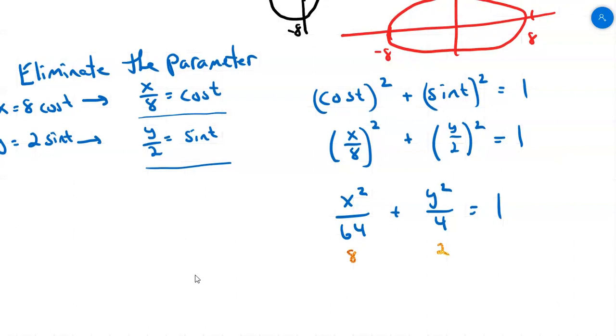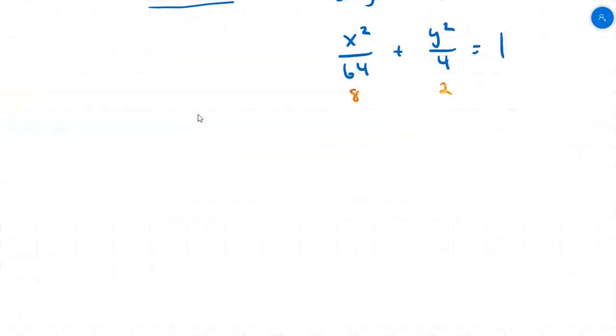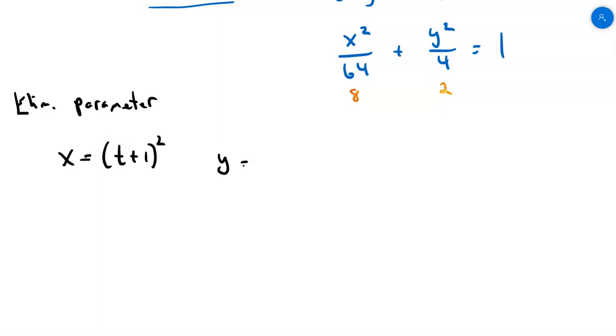All right, let's try another one to eliminate the parameter. This one will have a little bit of a different twist to it. So again, eliminate the parameter. Here's my function. x is equal to (t plus 1) squared, and y is equal to t plus 2 for the interval of t's between negative 10 and 10.